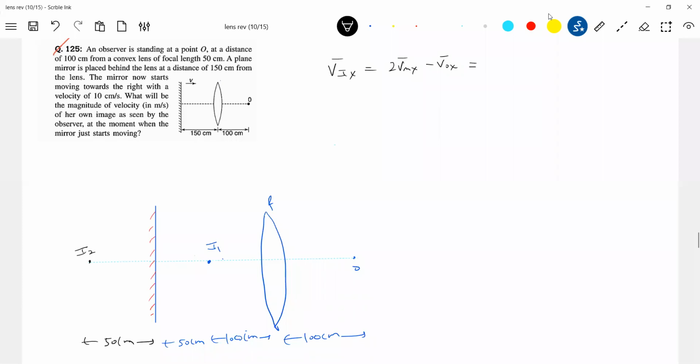So what is the velocity of the image? 2 into velocity, which is 10. Okay, let me write. Yeah, 10, I will write it. Velocity of object O, so 20 centimeter per second, towards right. So this image I2 will start moving towards right. Now this moving image will become the object for the lens. It will form that image.